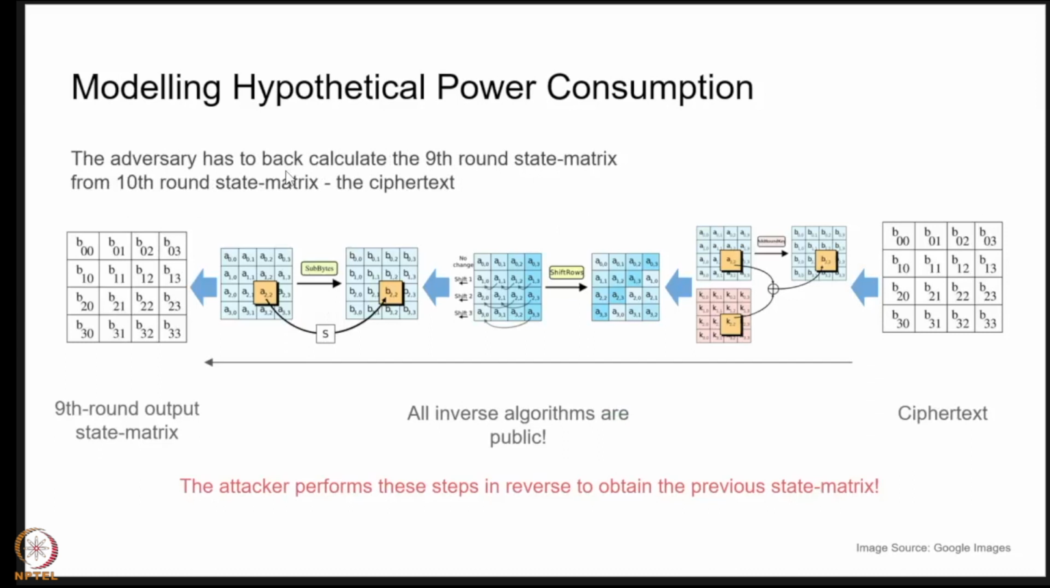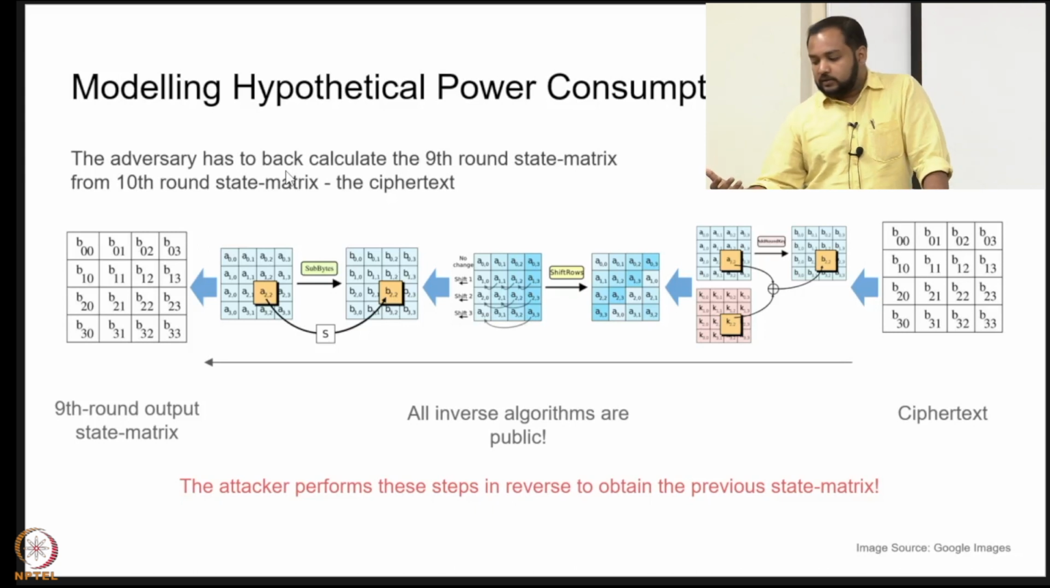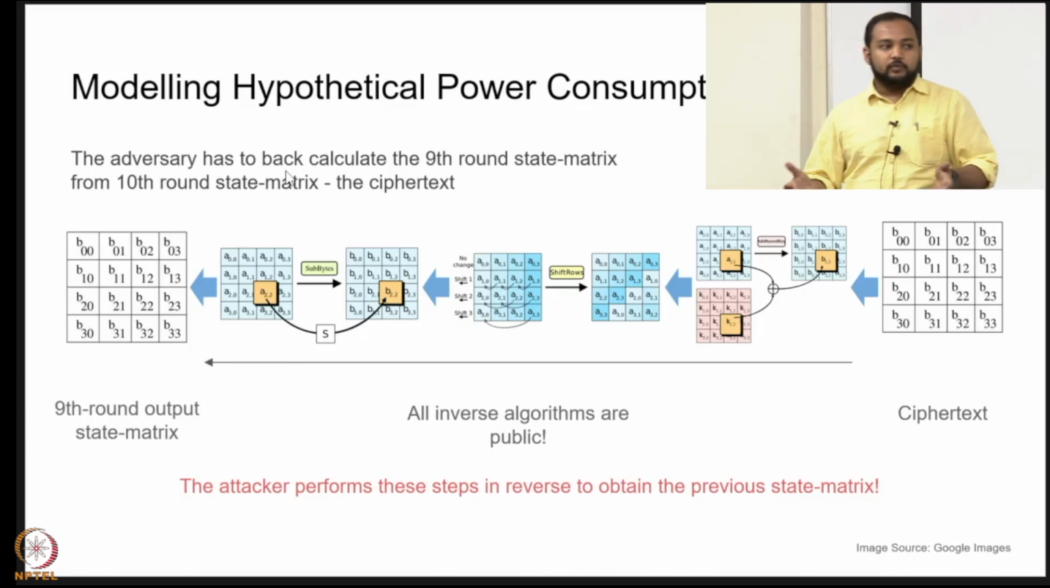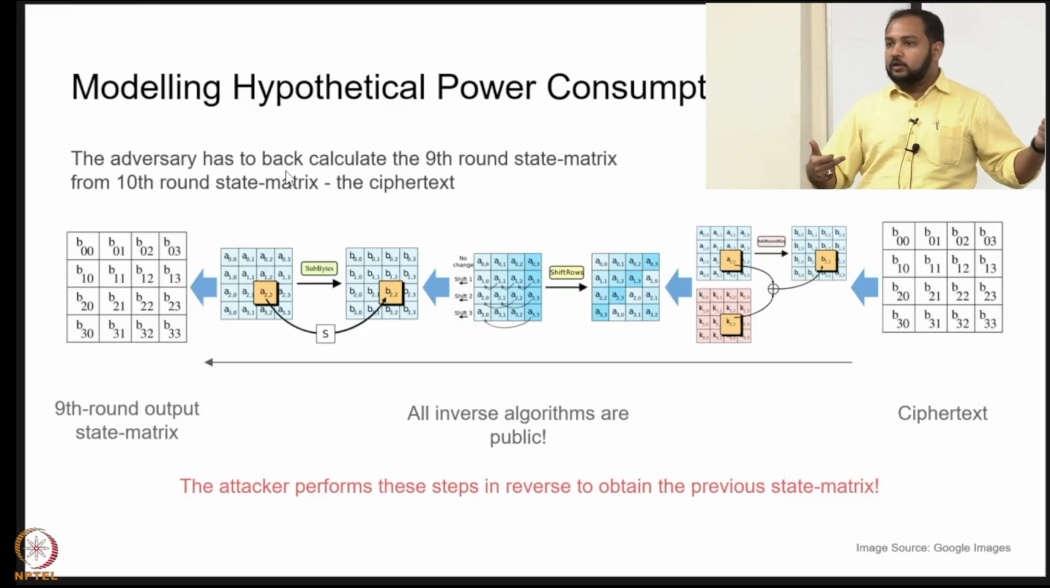Whenever we are computing the hypothetical power, it will be calculated in reverse order. Suppose we are collecting the traces based on this 9th round output. We need to calculate the hypothetical power based on whatever the output of this 9th round was. So we will be going back, like we will be getting the ciphertext. Suppose we feed the entire chip with 25,000 plaintexts, we will get 25,000 ciphertexts. Now from the ciphertext we will be going back to the 9th round.